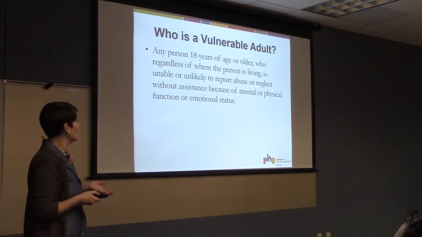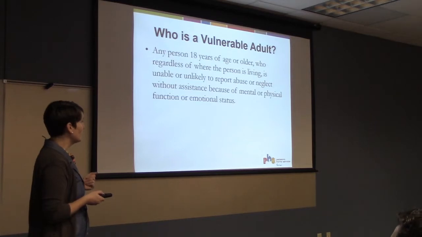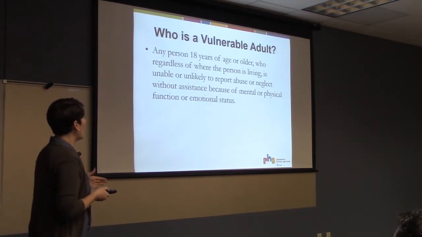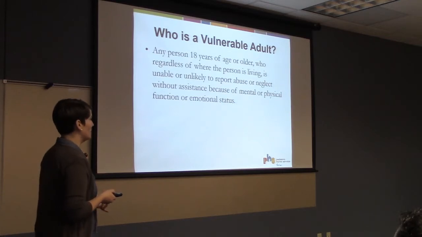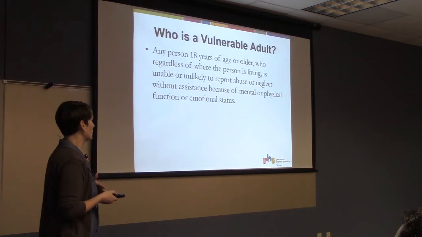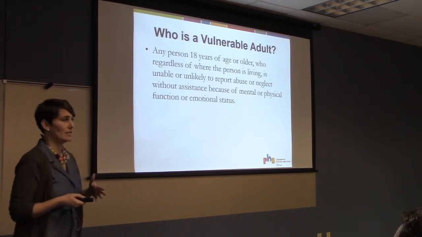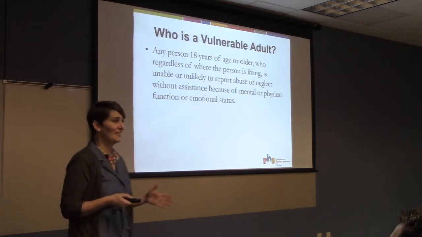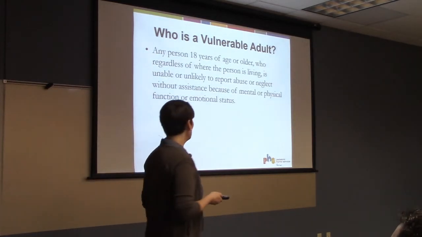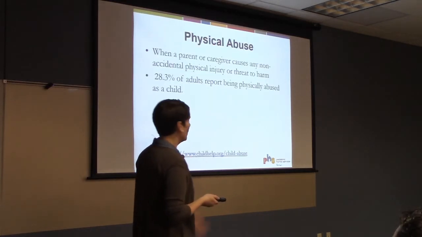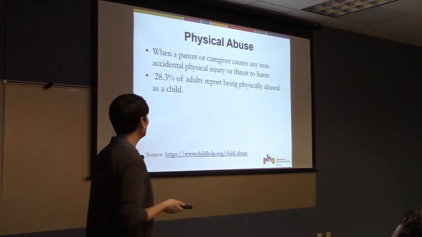And then a vulnerable adult is any person 18 years of age or older who, regardless of where they live, is unable or unlikely to report abuse or neglect without assistance because of their mental or physical function or emotional status. So basically, any patient you guys are working with, they're vulnerable. So if we have concern, we're going to make a report, most likely. Or make a report to us, and then we can go from there.